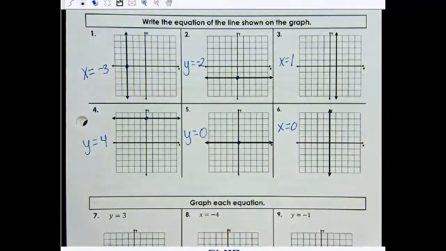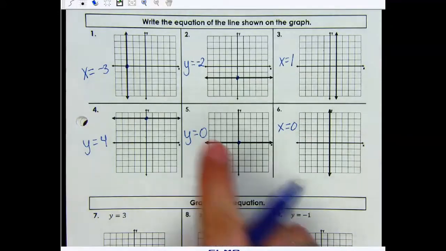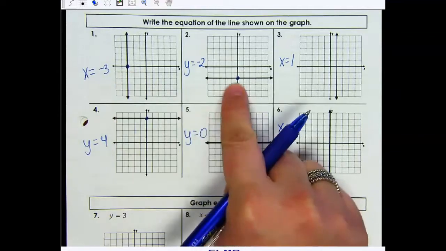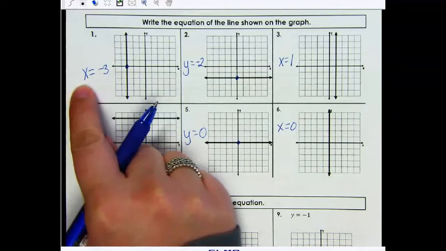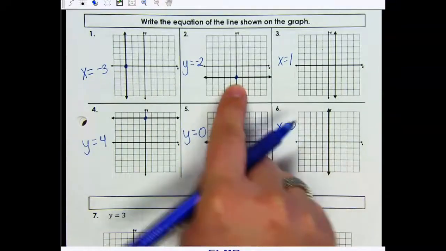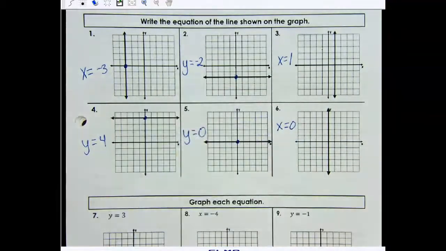So writing the equation is really easy. You just have to keep in mind that you name it after the axis that it crosses. Crosses the x-axis, it's x equals. Crosses the y-axis, it's y equals. So just try to keep that in mind as you're doing these problems today.